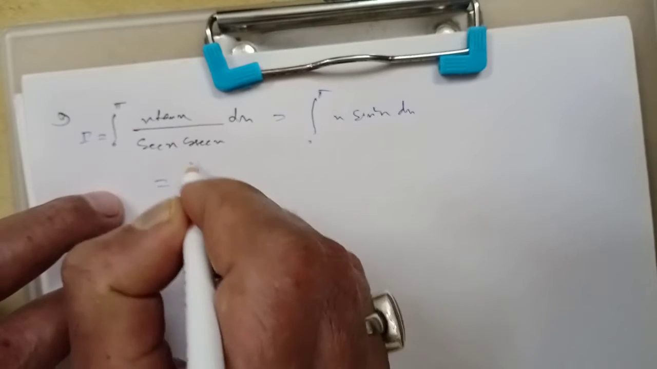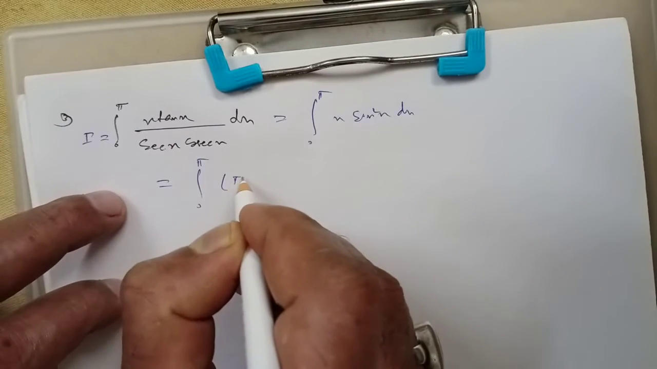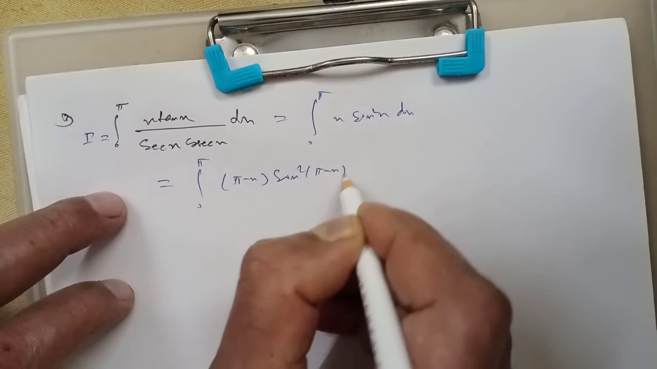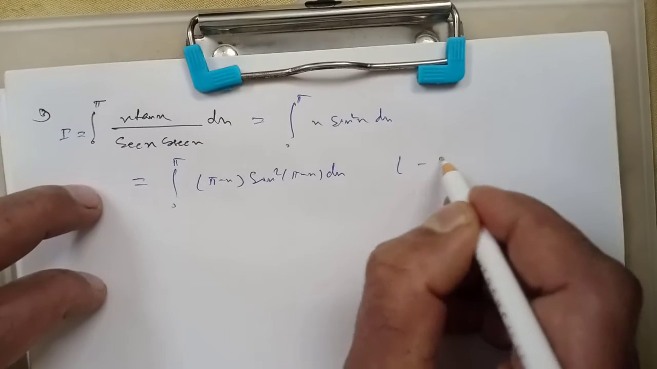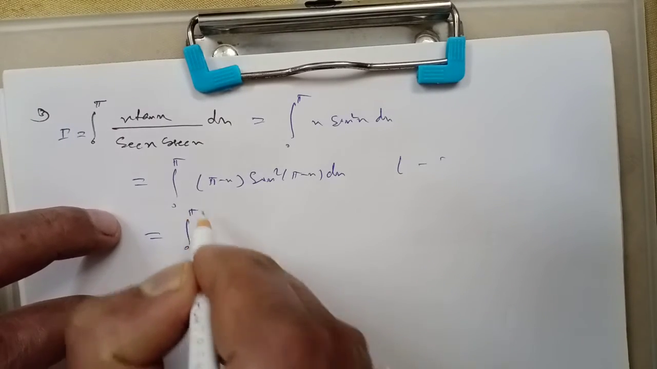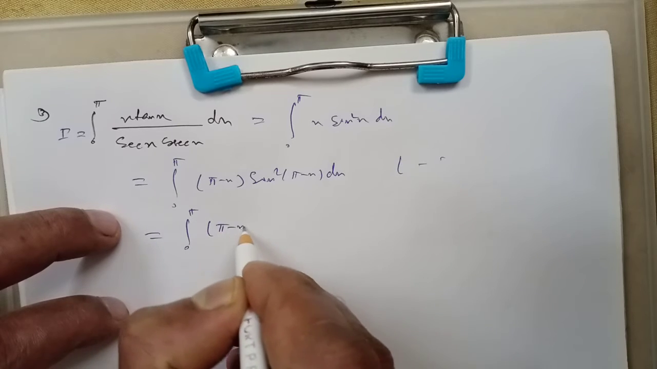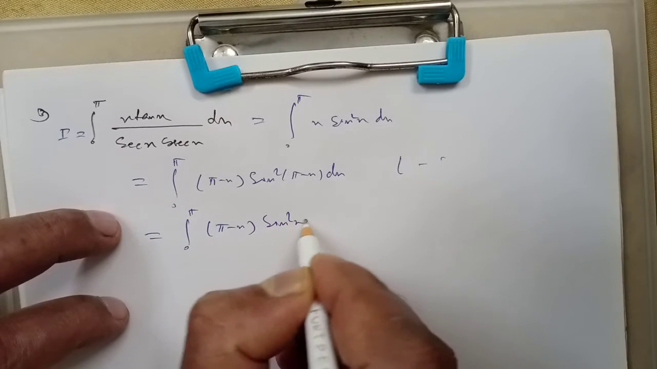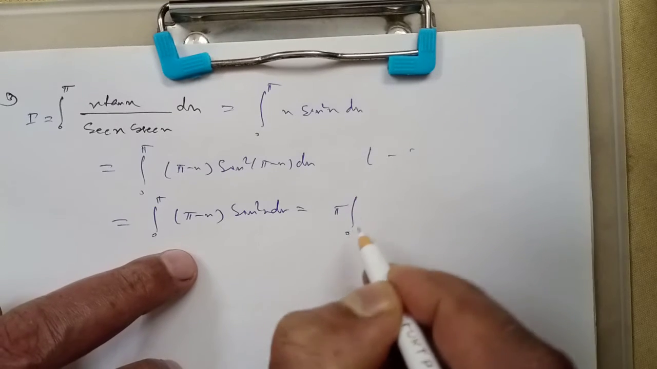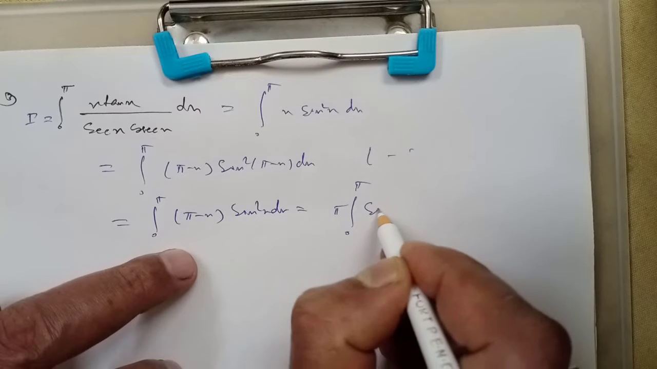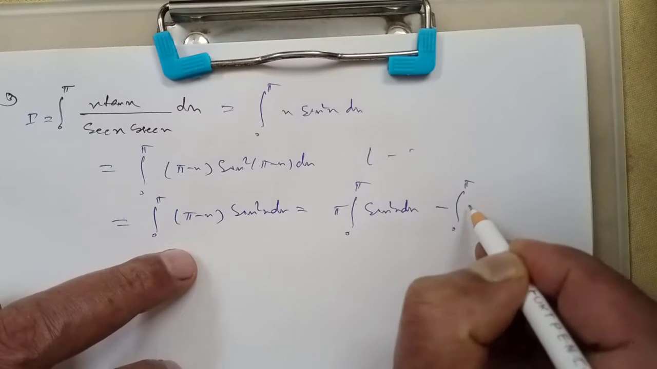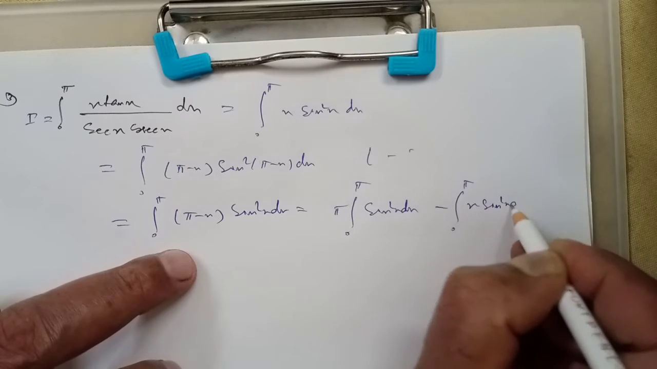So applying the fourth property, we get 0 to pi, (pi minus x) sin square of (pi minus x) dx. We have to write here the property. Now we get 0 to pi (pi minus x) sin square x dx. So splitting it, we get pi times 0 to pi sin square x dx minus 0 to pi x sin square x dx.